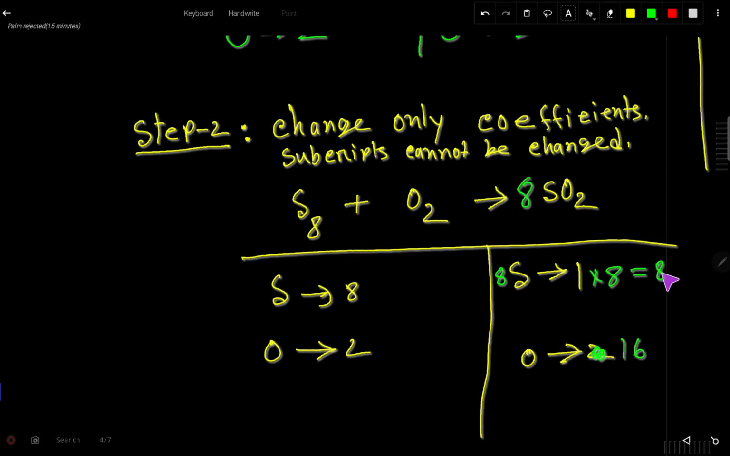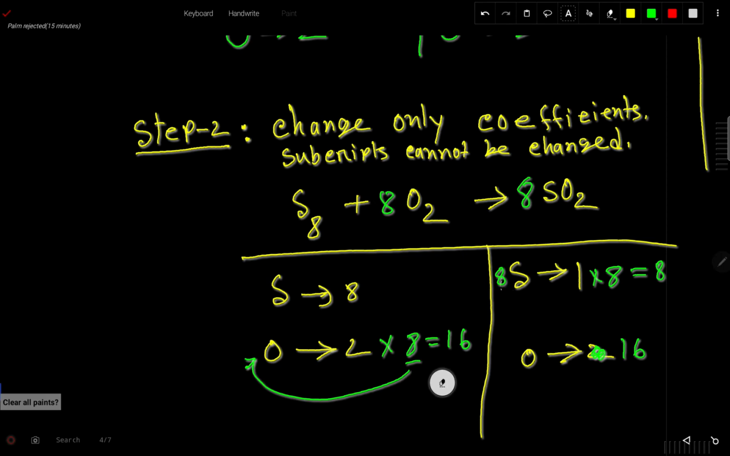Look, sulfur 8, so sulfur is balanced, and oxygen here 16, but here 2. So if you multiply here by 8, that gives you 16. So this 8 must come before this oxygen, that is here. So 8 times 2, 16. Now look, 8, 8, 16, 16. So this is the balanced equation. Always use this sign in a balanced equation, right?